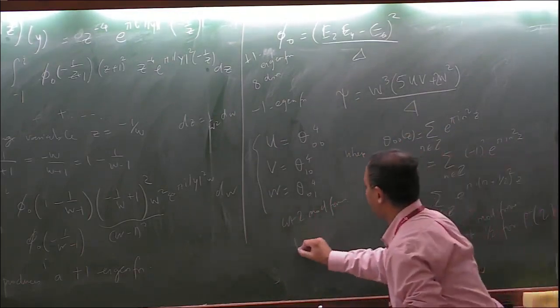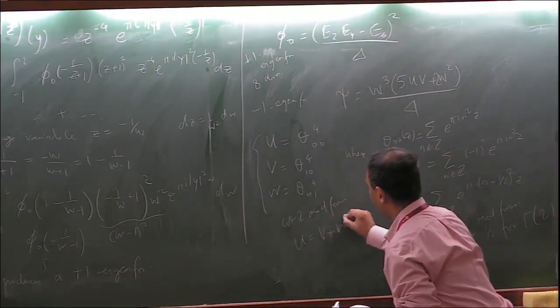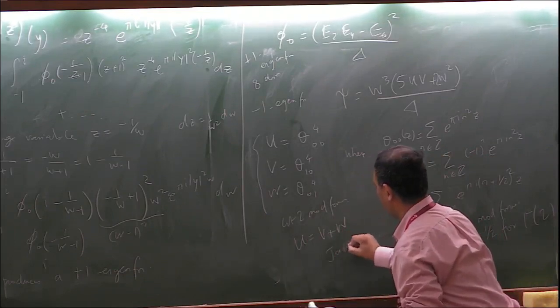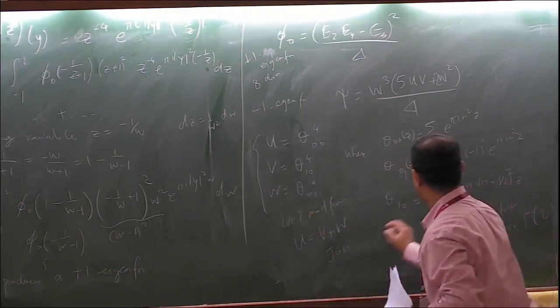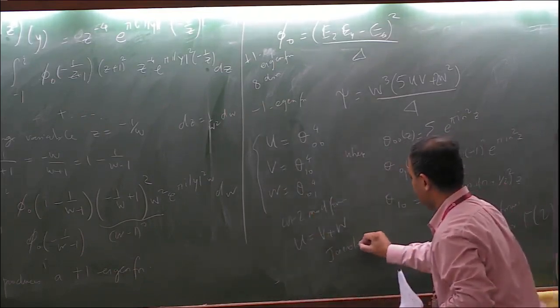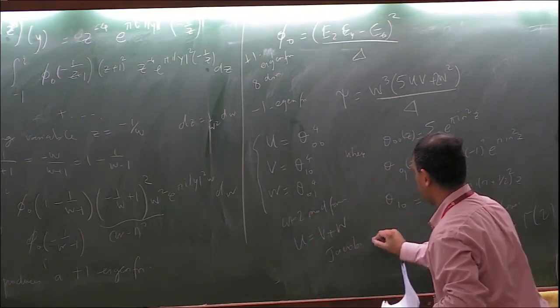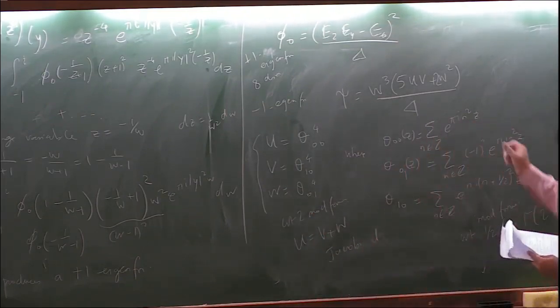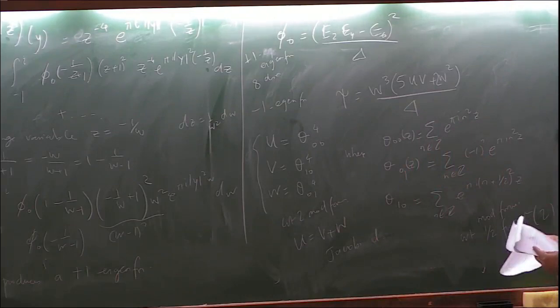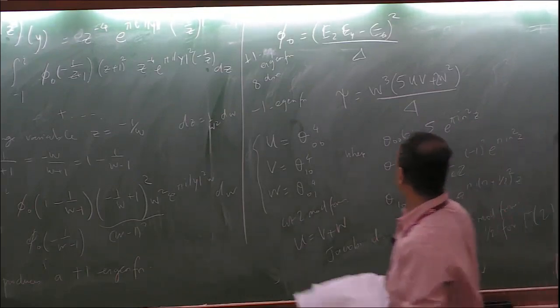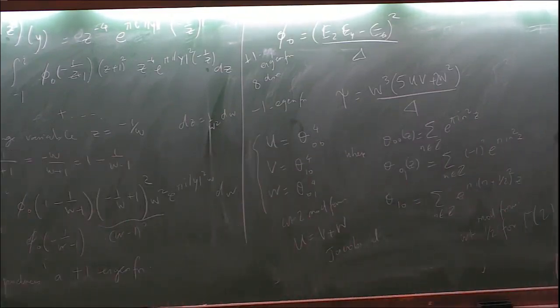Let me just note that U equals V plus W. This is called the Jacobi identity. That's not obvious from the way I've written down these things, but it's a nice identity. And so that's the 8-dimensional case, and completely explicitly you can write it down.